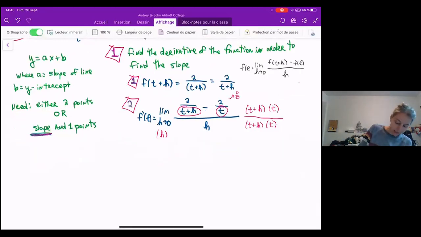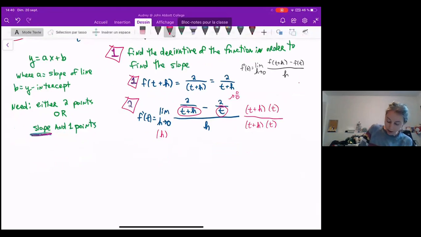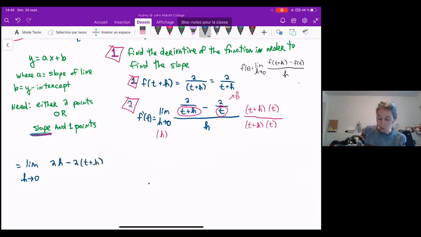So then this is equal to the limit as, not t, as h approaches 0 of 2, in that first part the t plus h's cancel out, and I'm multiplying by h, minus 2, in the second one the t's cancel out, and I'm multiplying by t plus h, over h times t plus h times t.